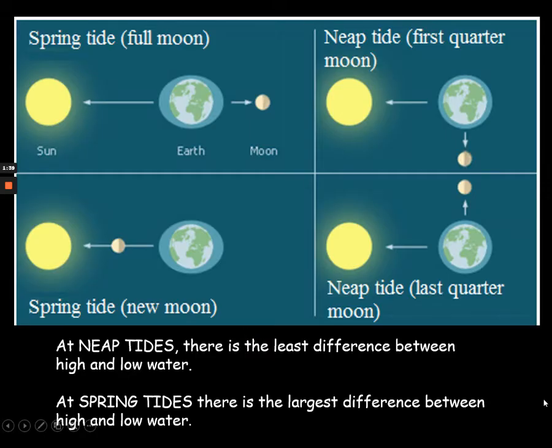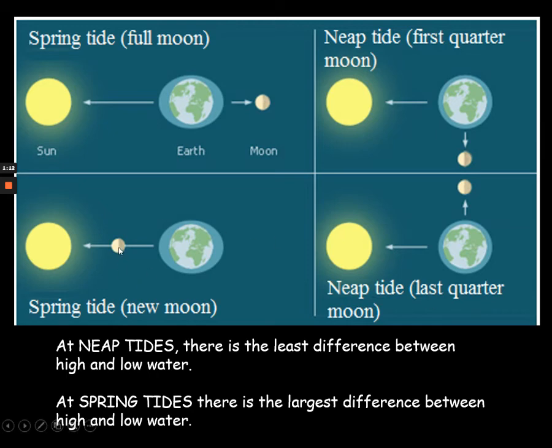Okay, so here's where the sun comes in. You see, not every high tide is as high as every other high tide. You get really high tides, which you refer to as spring tides. Just think of the water springing up. And you also get high tides which are the opposite to that. The least high tides, which we refer to as neap tides. Okay, so why would that occur?